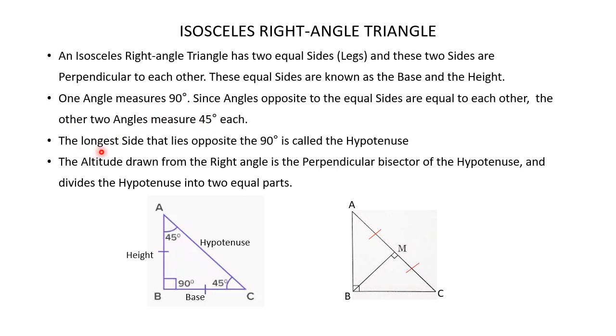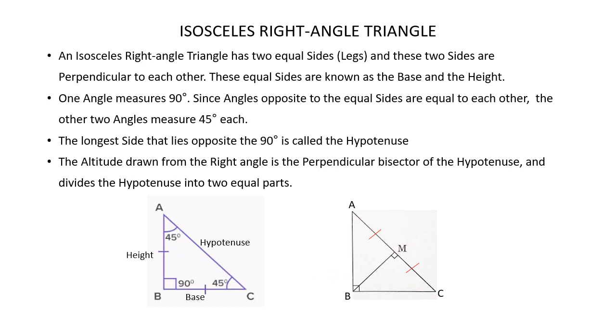The longest side that lies opposite the 90 degrees is called the hypotenuse. The altitude drawn from the right angle is the perpendicular bisector of the hypotenuse and divides the hypotenuse into two equal parts. Now let's understand all these properties with the help of these diagrams.